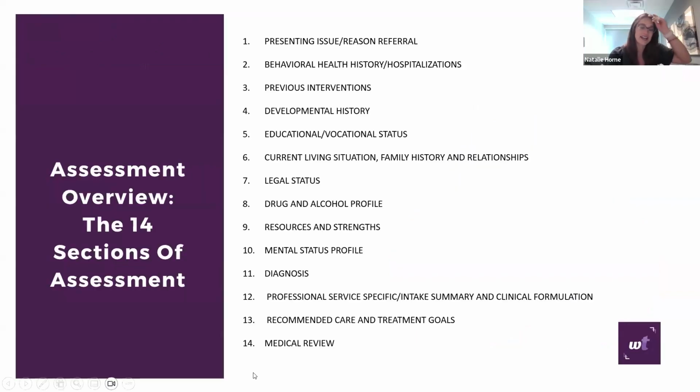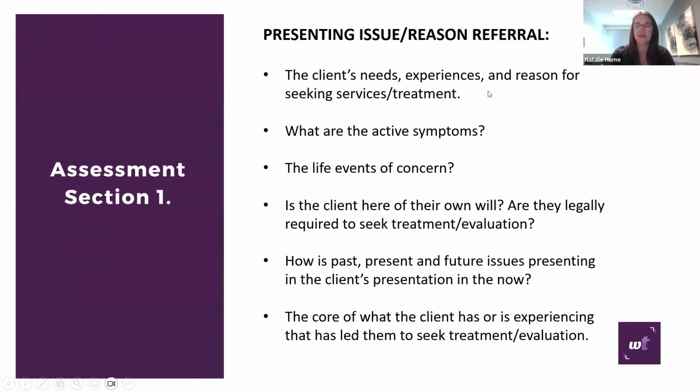So these are the 14 sections of the assessment. This is pretty specific to Western Tidewater, the way this is structured. I know every CSB does it slightly differently, but we all tend to cover these different areas in order to get a holistic picture of the client. So we're going to go through each of these areas.